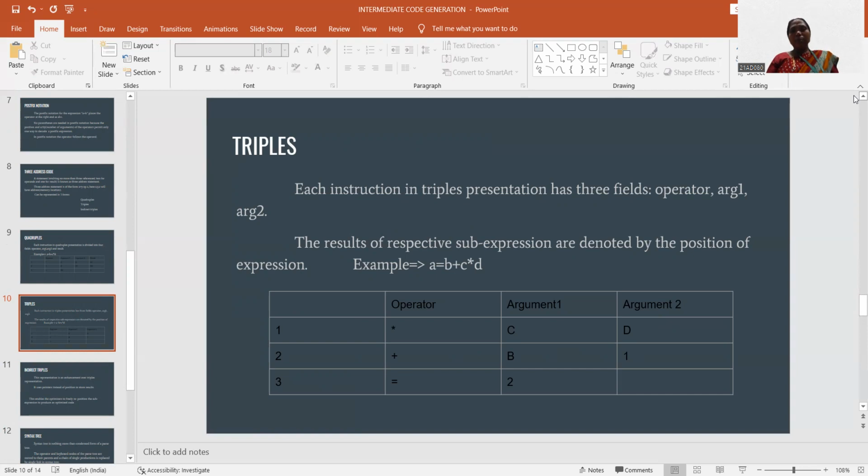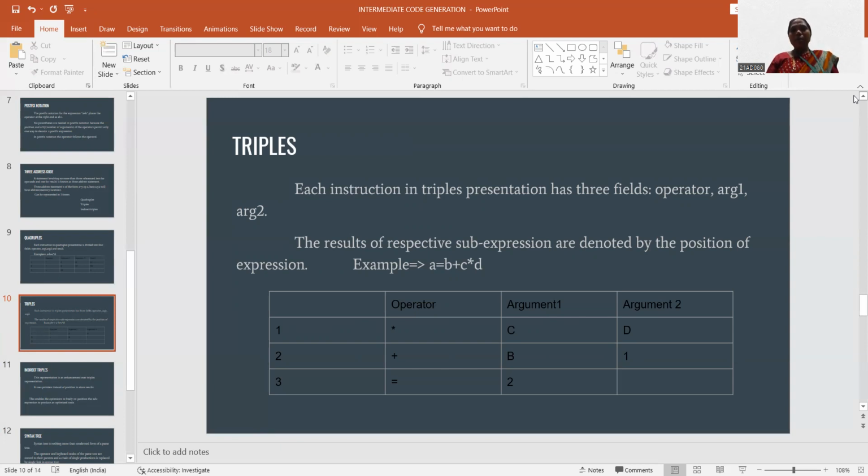Next is B plus C. C into D, the result is in 1. So we say it as B plus 1. The operator is plus, the first argument is B, and the second argument is 1.